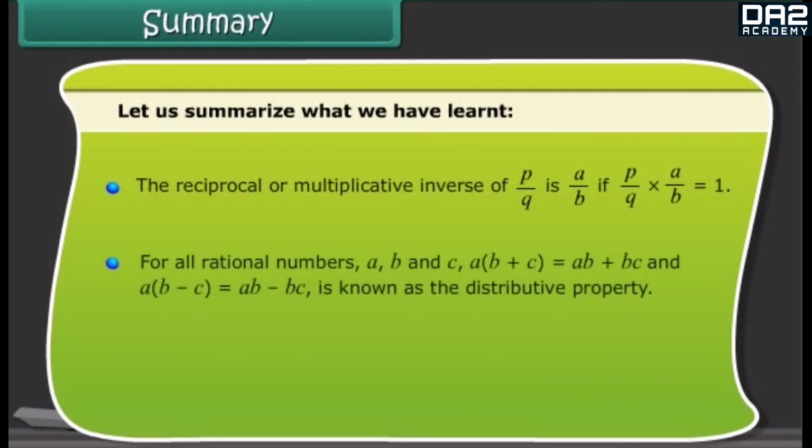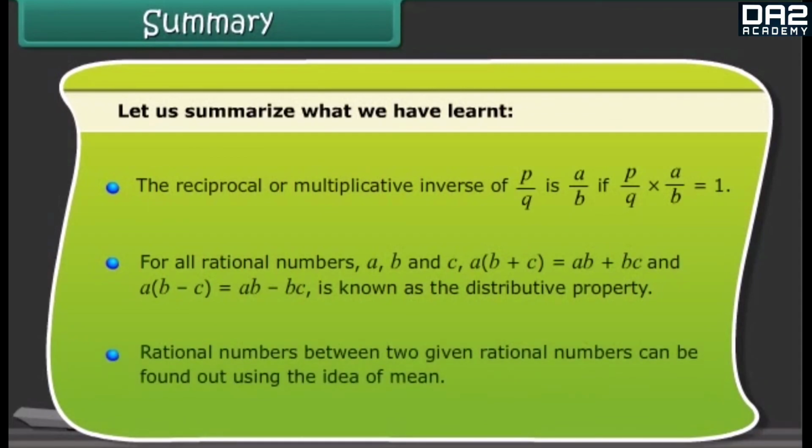For all rational numbers A, B and C, A into B plus C is equal to AB plus AC and A into B minus C is equal to AB minus AC, which is known as the distributive property. Rational numbers between two given rational numbers can be found using the idea of mean.